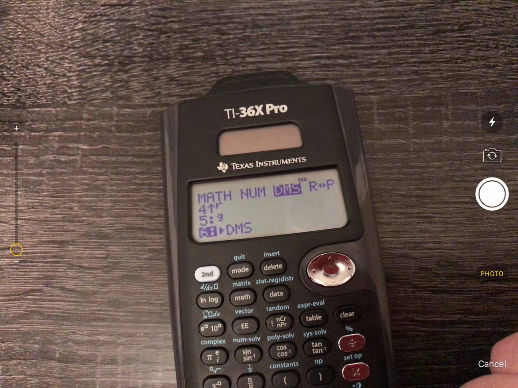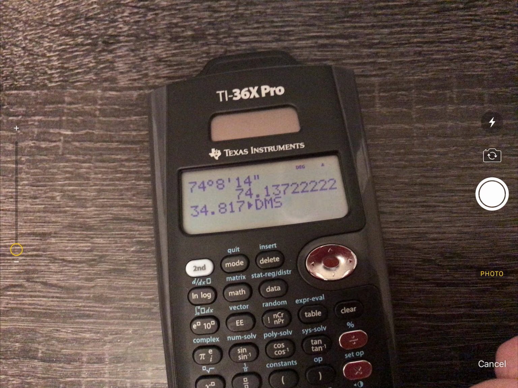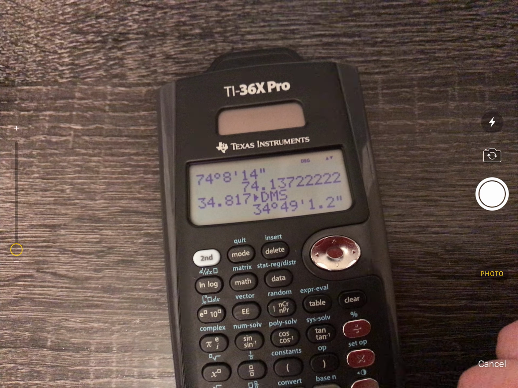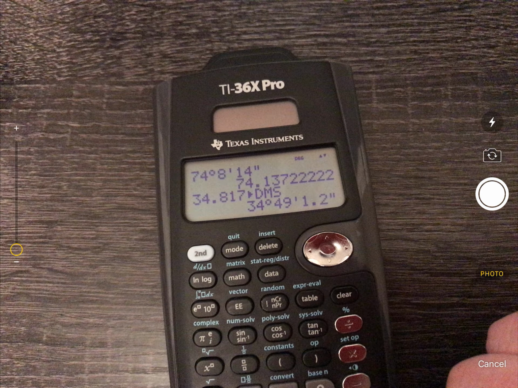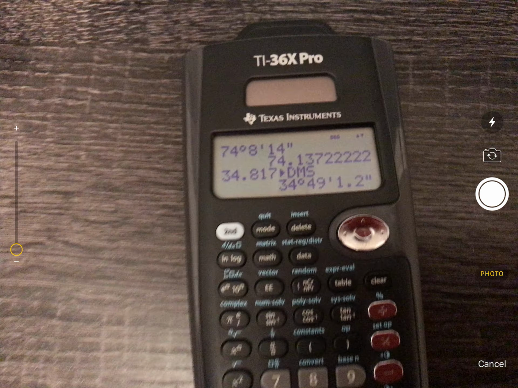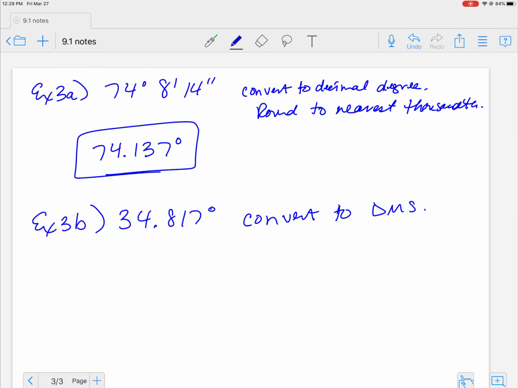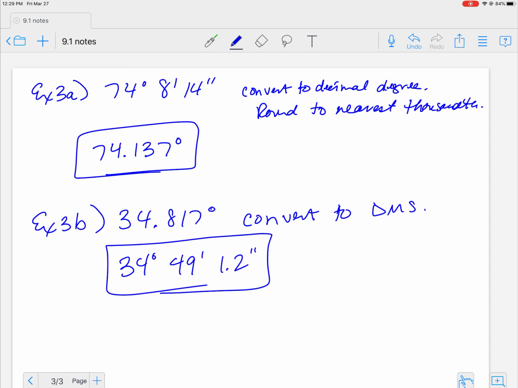All right, I'm going to go back into math, come over to my degrees, minutes, seconds, and I'm just going to keep on, that's radians, but I'm going to convert to degrees, minutes, seconds. So I'm converting that to degrees, minutes, seconds, and it literally does it for you. And that's how we're going to use this. So this will be 34 degrees, 49 minutes, and 1.2 seconds.